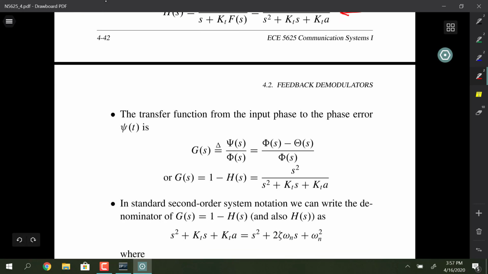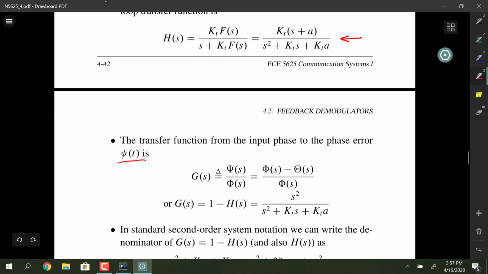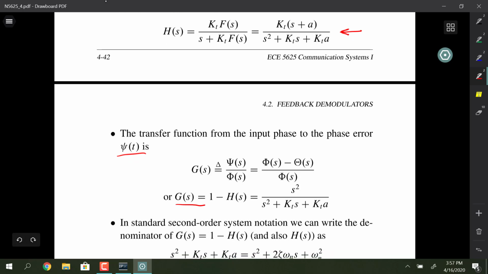We can also get a transfer function that goes from the input to the phase error psi of t. In the book, that's called G of S. And if you compare that to H of S, you see that this is the relationship. The loop error transfer function G of S is 1 minus the closed loop transfer function H of S.